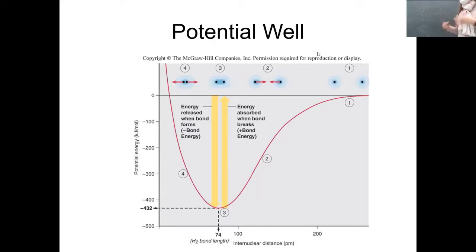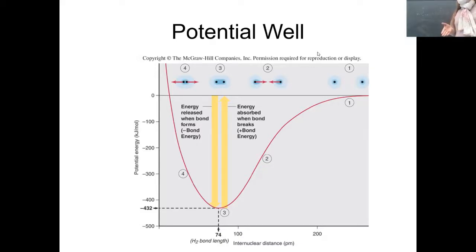And then at the bottom of this well, we have this sweet spot, and that sweet spot is the ideal distance between two atoms that are bonded together. So you can see at the bottom, there's a 74. In this particular case, I think we're looking at hydrogen. That would be the bond length of a hydrogen-hydrogen bond, okay?